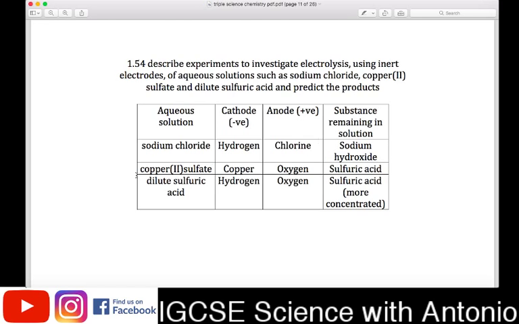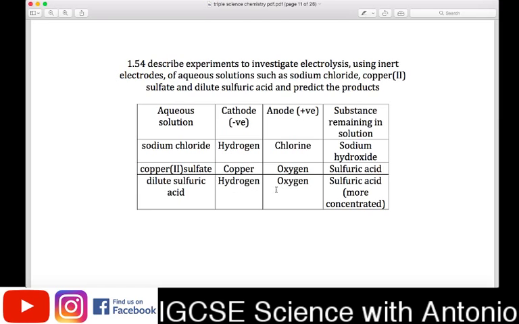Now, if you took copper sulfate and performed electrolysis, at the cathode you will have copper, at the anode you have oxygen, and anything remaining inside would be sulfuric acid, because initially you have the sulfate, and then the sulfate, when paired with hydrogen ions, will become sulfuric acid. So that's the rationale.